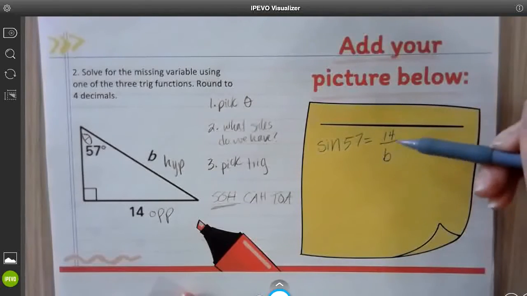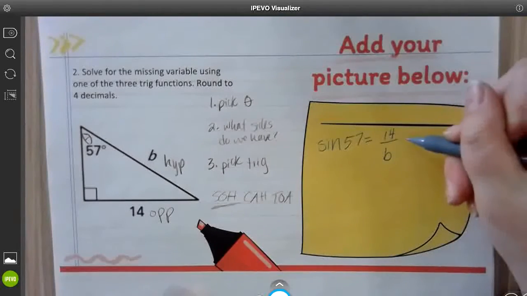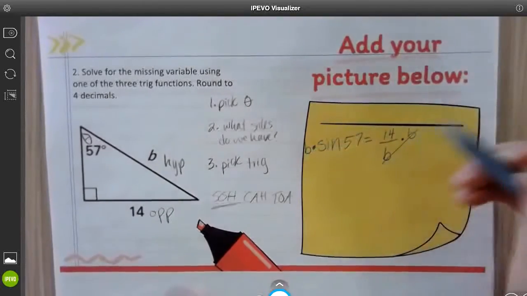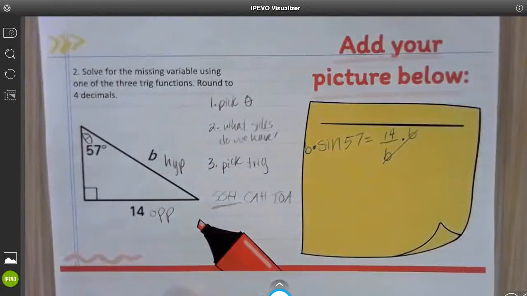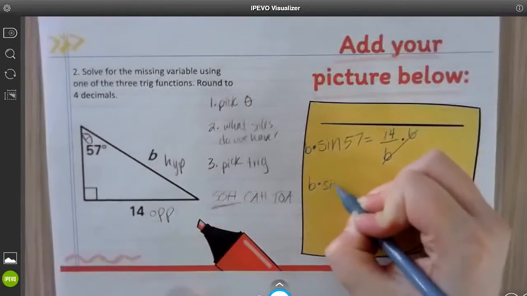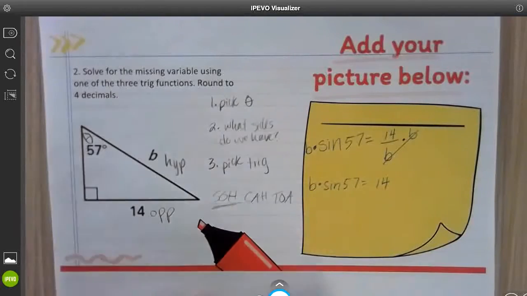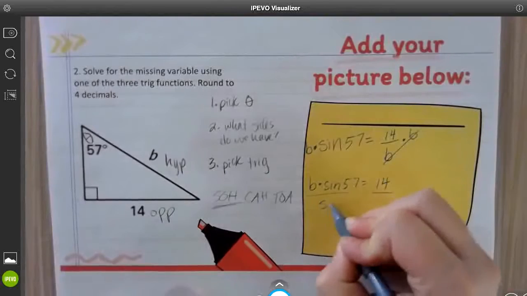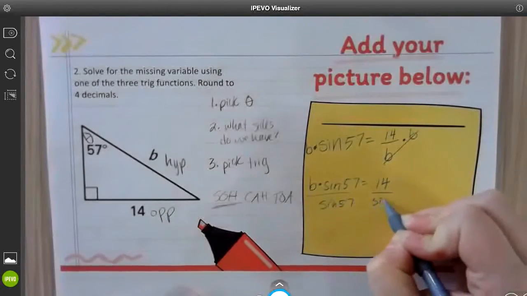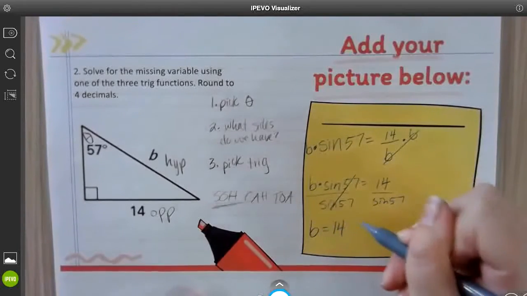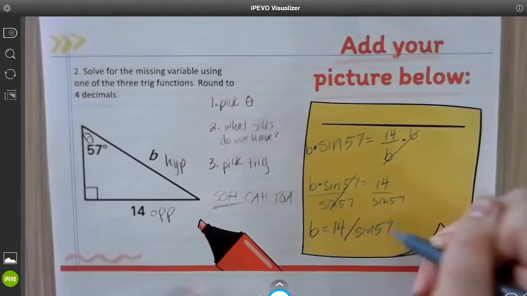When you solve for a missing variable in an algebra equation with the variable in the denominator, we're going to have to get that variable out of the denominator by multiplying by that variable so that it can cancel on the right-hand side. Whatever we do to one side, we have to do to the other. So let's bring down what we have from that. Now we have B times sine of 57 is equal to 14. We still want to get B alone, so we have to undo that multiplication with division. So we're going to have to divide by sine of 57. That's going to cancel. Now we are typing into our calculator 14 divided by the sine of 57.